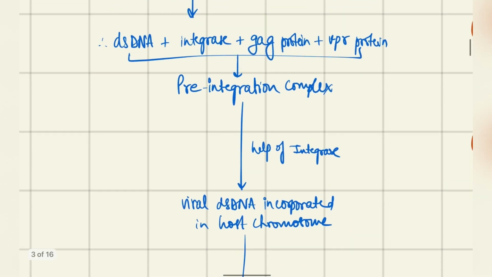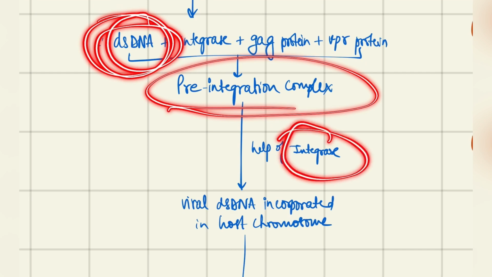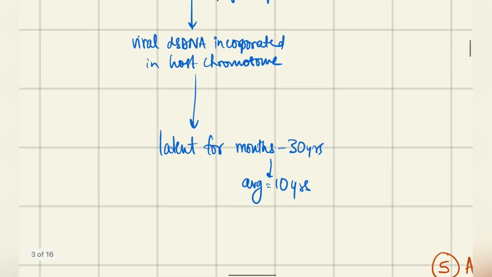chromosome. Okay, so the pre-integration complex, which consists of the dsDNA, with the help of integrase, this dsDNA gets incorporated into the host chromosome, and hence now infection has occurred and there has been a chromosome mutation, and now the virus will go latent for almost a few months to 30 years as well. The average is 10 years.